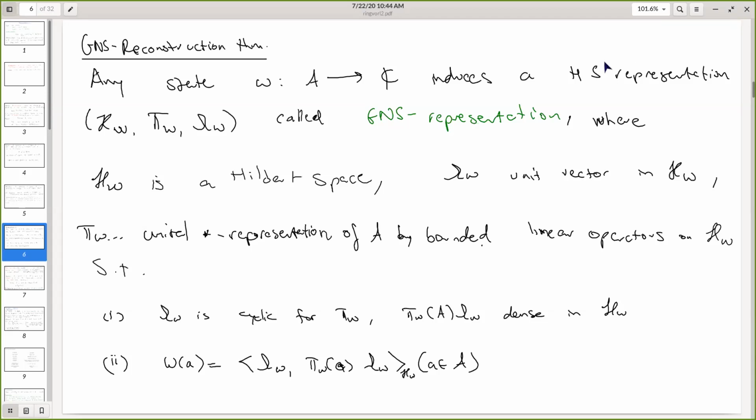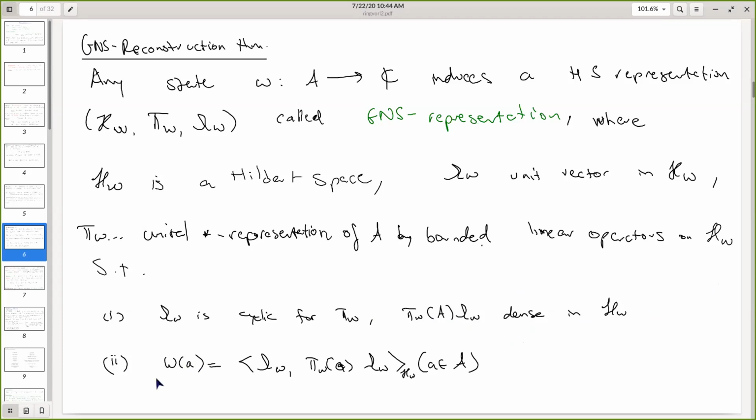And so given this C-star algebra, then you have some state omega. You can construct a Hilbert space, a representation of this C-star algebra by bounded linear operators on H_omega, and a vector Omega_omega. Now Omega_omega is just a unit vector in H_omega, and Omega_omega is cyclic for pi_omega, which means if I act with pi_omega(A) on Omega_omega, it is dense in H_omega, which means if I take the closure of that, it's H.